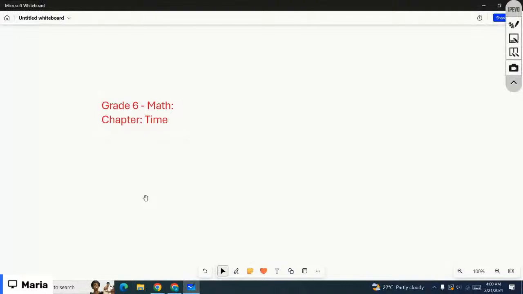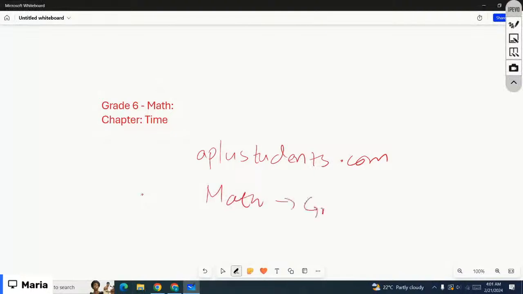We are here for grade 6 math. You can find all the lessons on aplusstudents.com. You have to log in there using your email address and password as provided by the administrator. Then you have to select math from the subject tab, scroll down to grade 6 and then click on view all lessons. There you can find a list of the chapters. We're going to start with the chapter time.